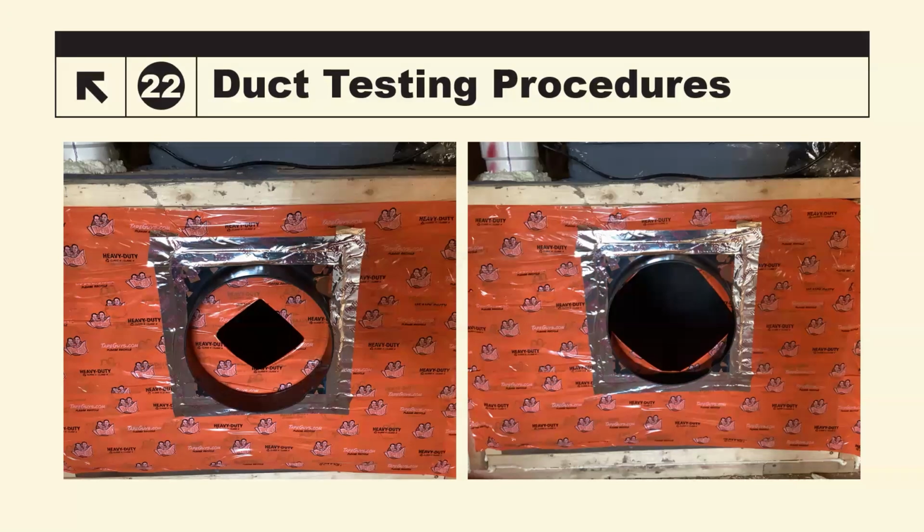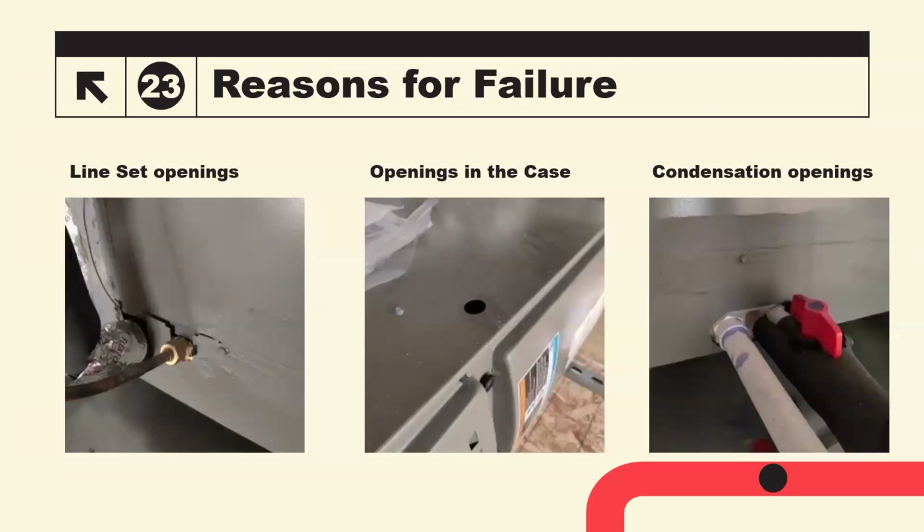I did it one way and then opened it up and did another, and I did get a difference. So that would be a QA finding. So, reasons for failure, getting some field pictures here. We talked about it earlier. We'll see those other pictures in a minute, but line sets coming into the system, openings in the casings, and then, of course, openings around the condensation lines as well.